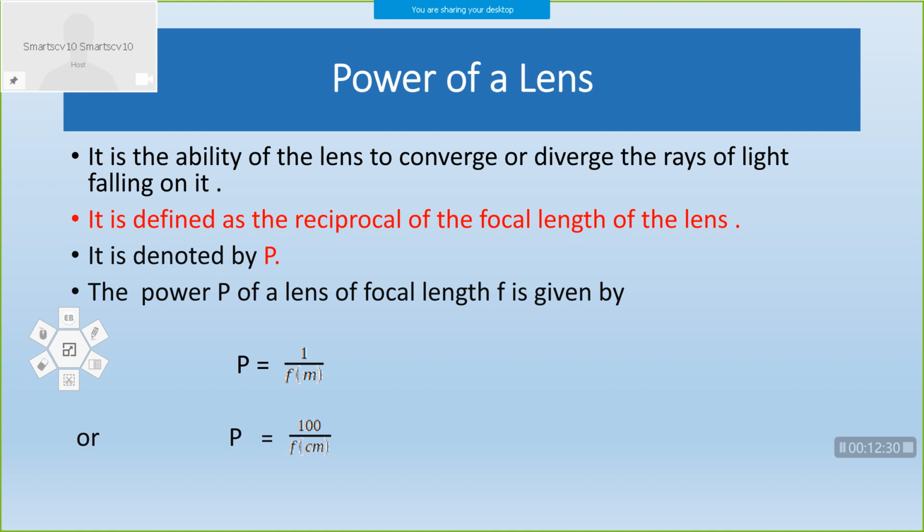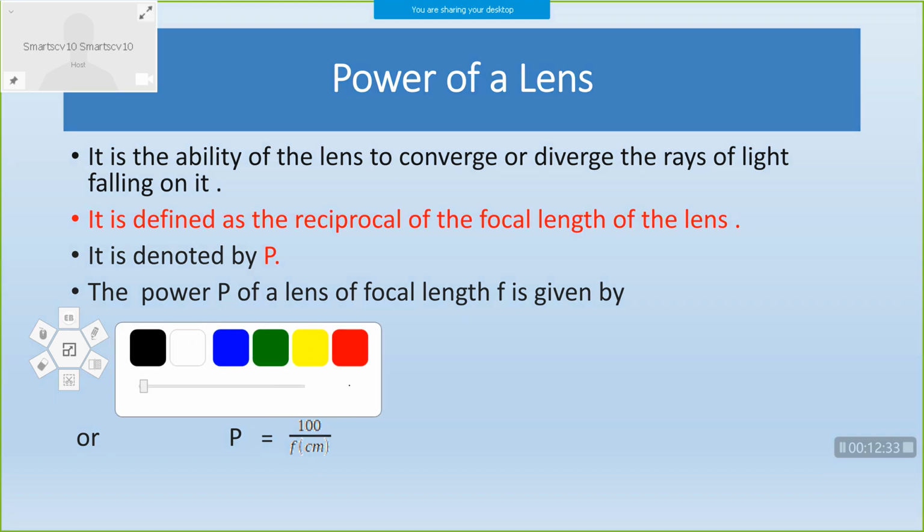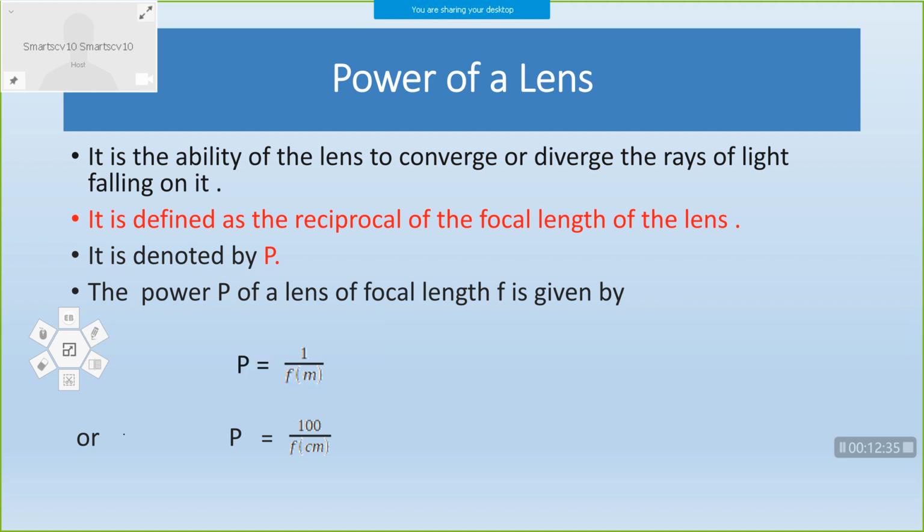So how can you say that power is related to the focal length? Suppose here we have a convex lens. A ray of light falling on the convex lens, after refraction, meets at a point on the principal axis, that is known as the focus, and the distance from O to F is known as the focal length.